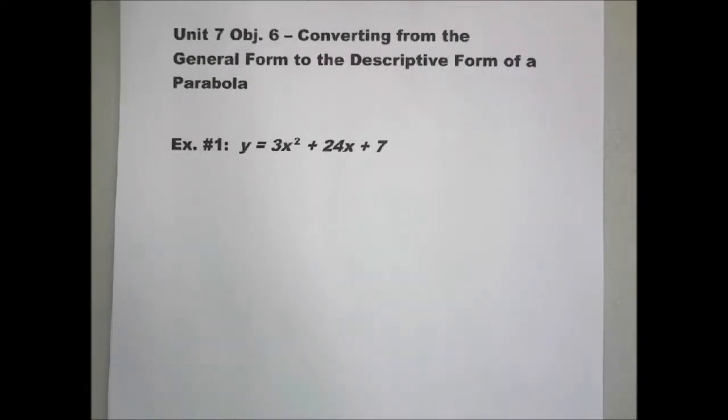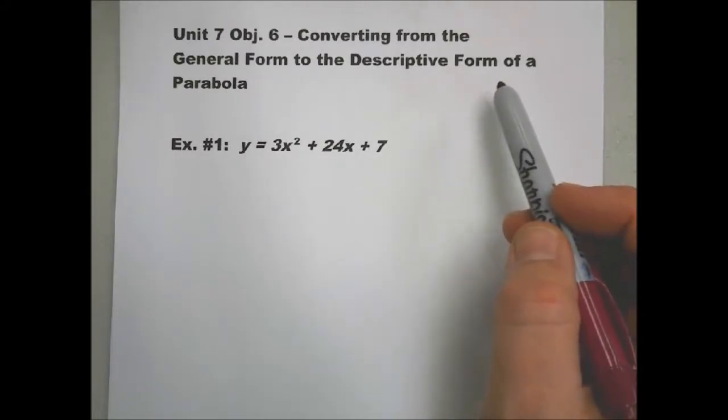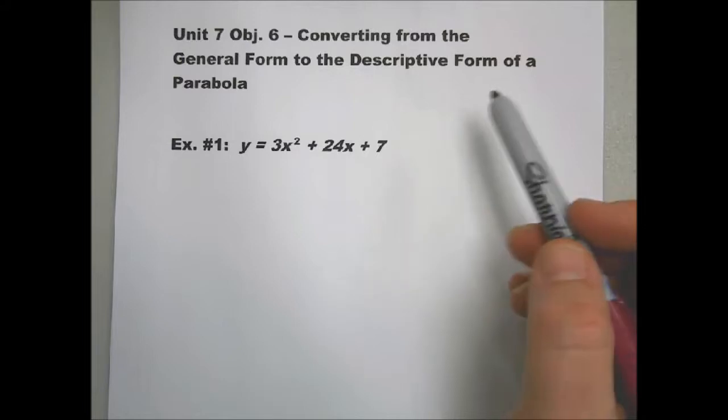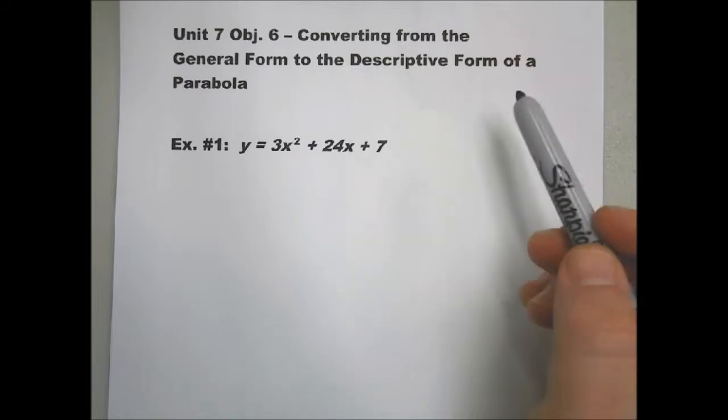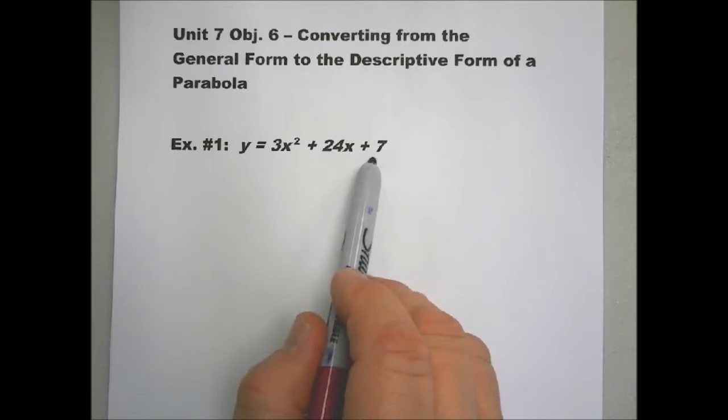For Unit 7, Objective 6, we're converting from the general form of a parabola to the descriptive form of a parabola. And we've been using the descriptive form throughout this entire unit because we like to know things like where's the vertex, what's the focal chord length, and it helps us find the focus and the directrix. But we're not in that form right now. We're in what's called the general form.